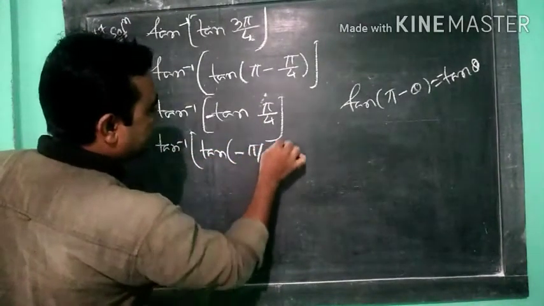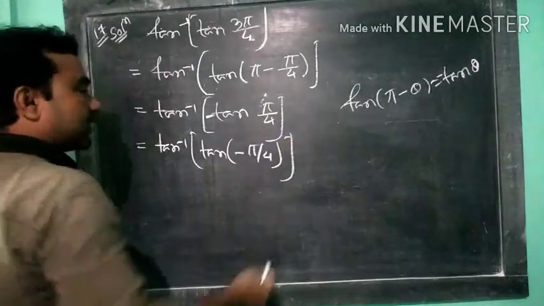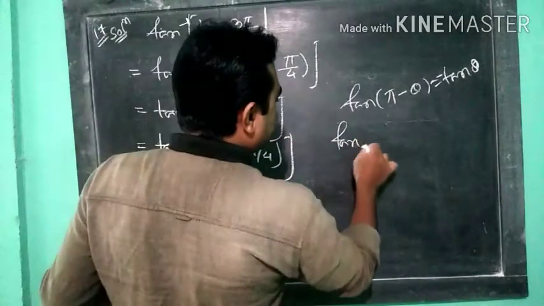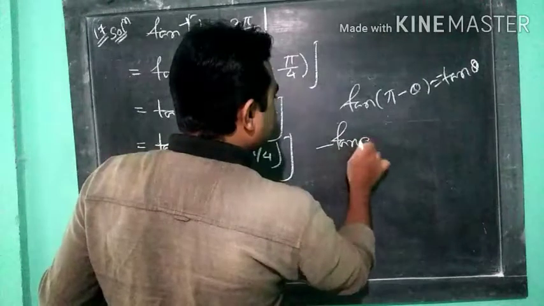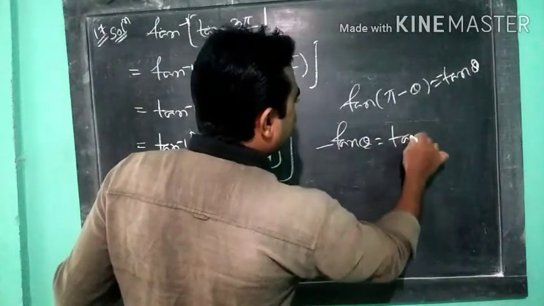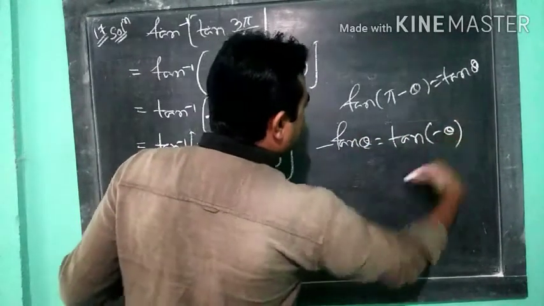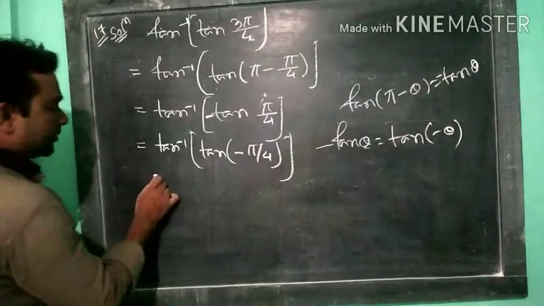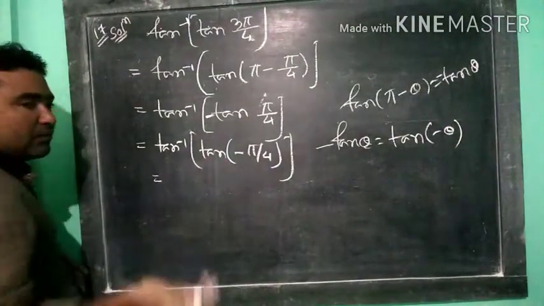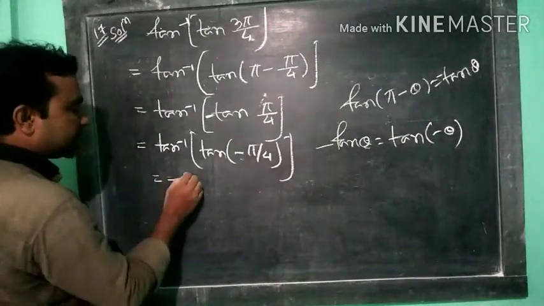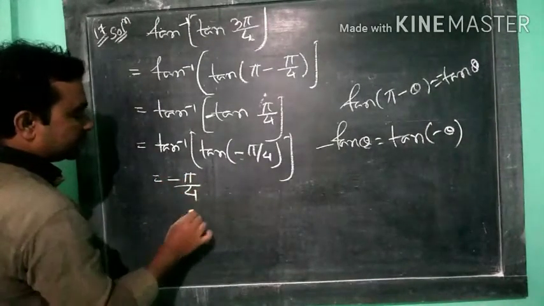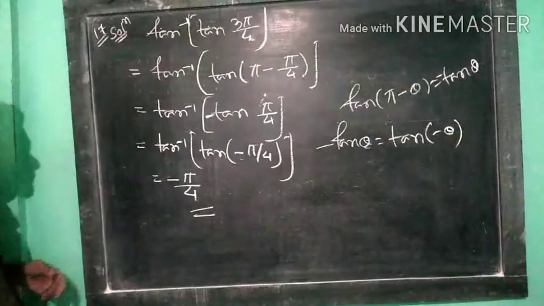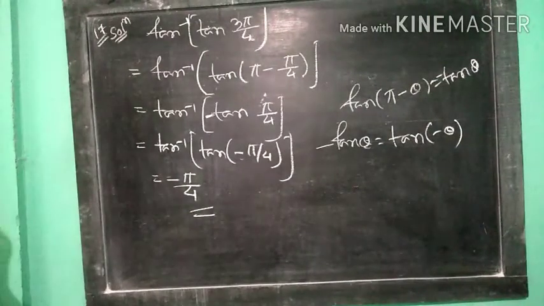Why minus pi by 4? Because we know the formula tan of minus theta equals minus tan theta. Using this formula, tan inverse of tan gives one, so the value is minus pi by 4. This is the answer.